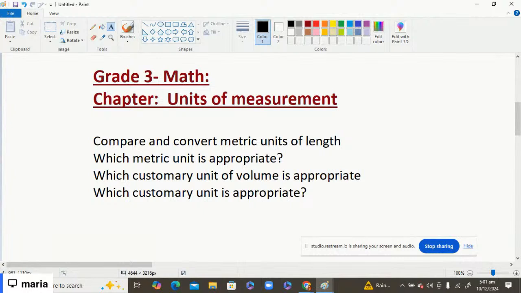So today we are here for grade 3 maths. The chapter we discuss today is units of measurements. Here is the list of lessons. The first lesson is compare and convert the metric units of length. Which metric unit is appropriate? Which customary unit of volume is appropriate? And which customary unit is appropriate? These are the four lessons.